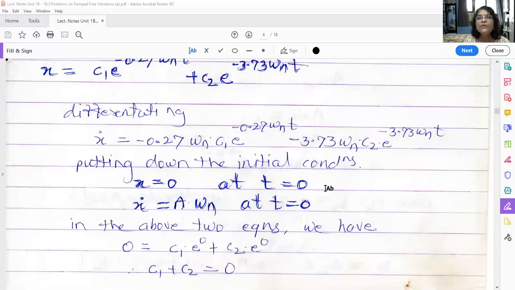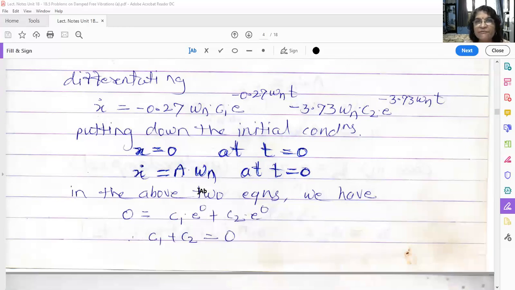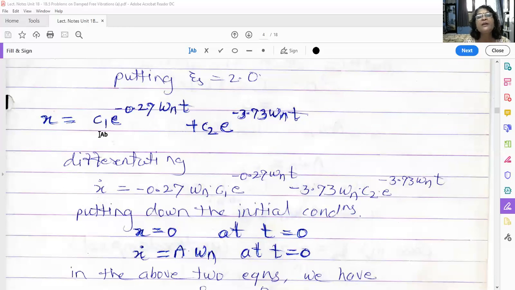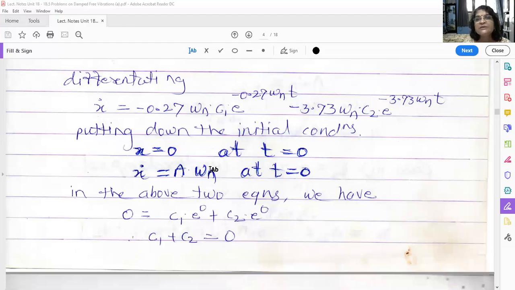Now we have to apply the initial conditions, because we want to find out the values of two constants, that is c1 and c2. What is the first initial condition? At t is equal to 0, x is equal to 0. And second initial condition, at t is equal to 0, x dot is equal to a into omega n. It is given in the problem. Velocity is not 0, but velocity has a certain magnitude, that is a into omega n.